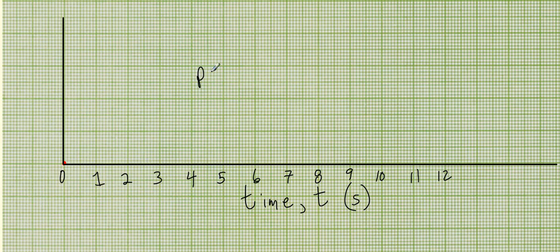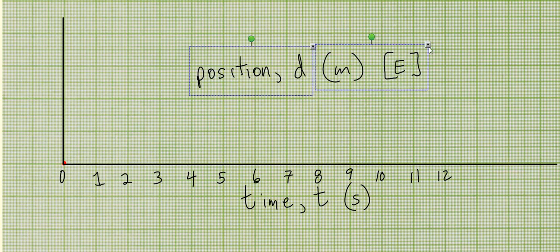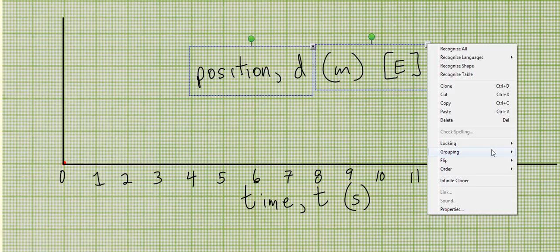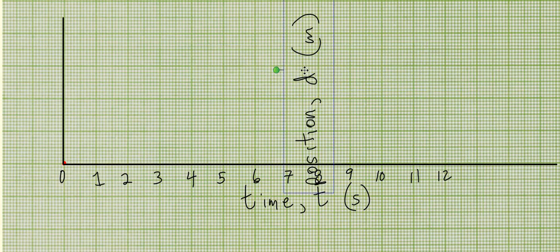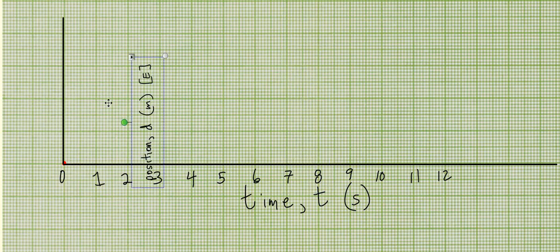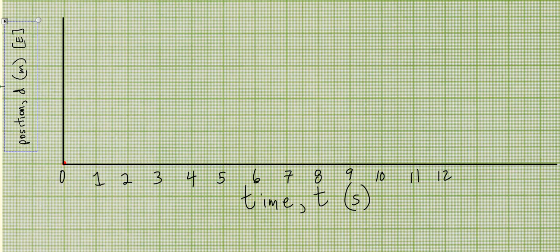So you simply write out, in this case, position, whose symbol is D. We can drop the vector symbol when we're dealing with a graph. First we're going to put a direction in meters to the, I'll choose east again. Then I'll group these so they become one item, so I can easily move them. I'm going to rotate that like so, and make it just a little bit smaller so it fits nicely. And there is the correct way of labeling your vertical axis. Please note that you start writing from the lower left and you work up towards the upper left.